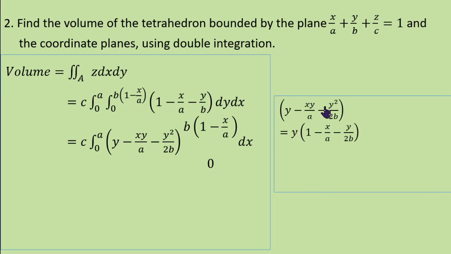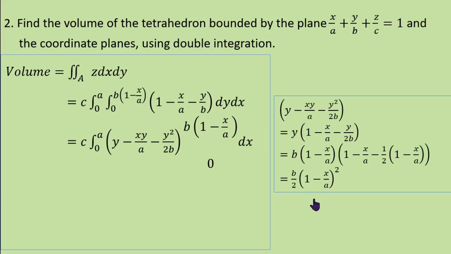So it becomes, by taking y common outside, 1 minus x by a minus y by 2b, where the upper limit of y is b into 1 minus x by a. So it is 1 minus x by a minus b into 1 minus x by a by 2b, cancel b, so 1 minus x by a by 2. A minus a by 2 is a by 2. That means half of 1 minus x by a into y, where y is b into 1 minus x by a.